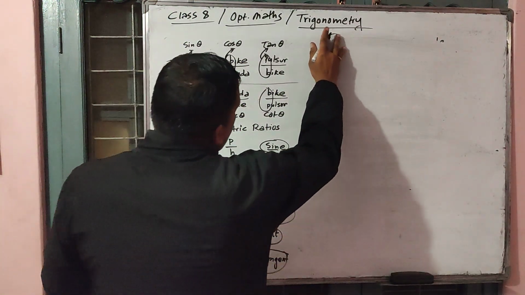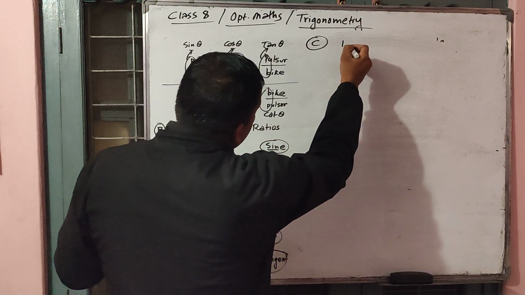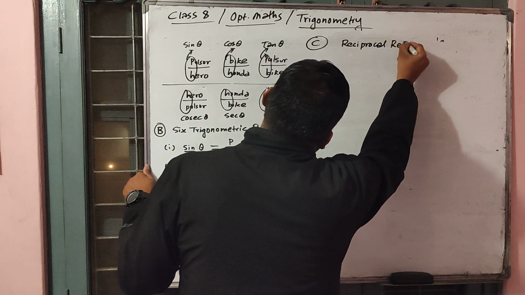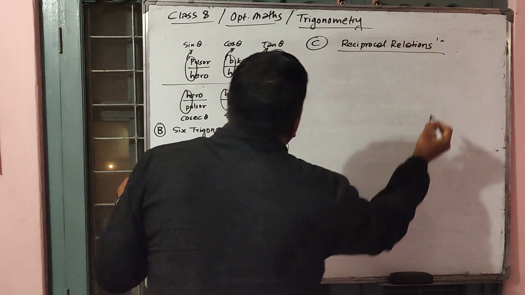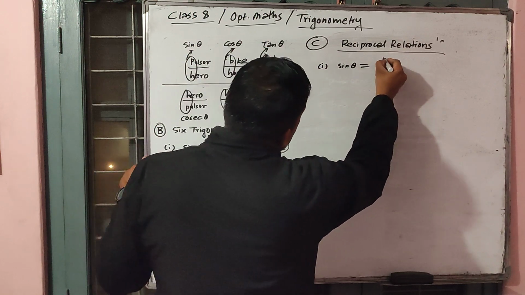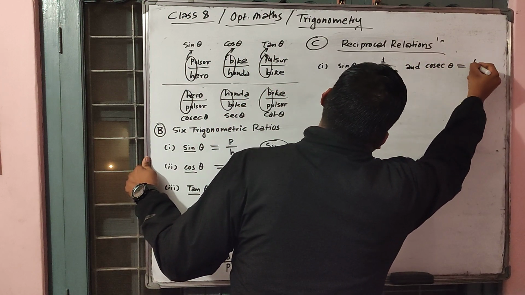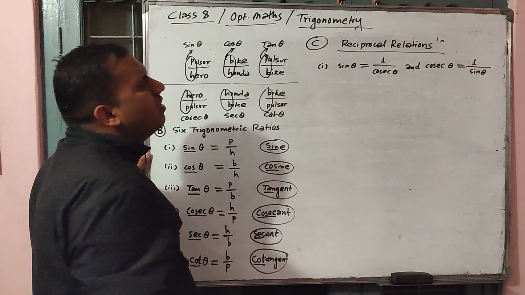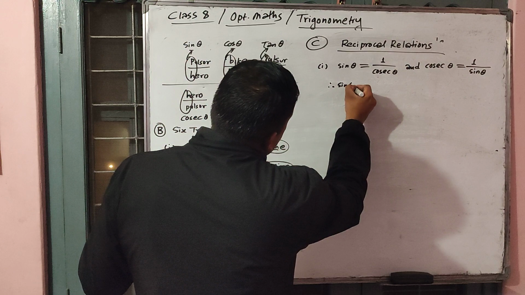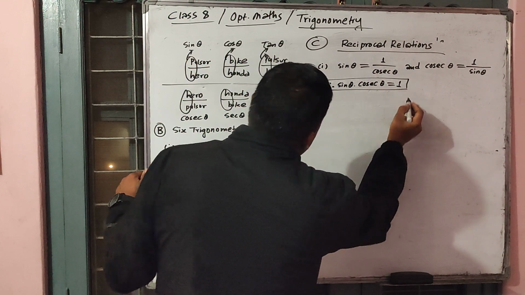Now let's see reciprocal relations. First one is sin theta equal to 1 by cosec theta, and cosec theta equal to 1 by sin theta. Here sin and cosec are reciprocals of each other. Therefore, sin theta dot cosec theta equal to 1. In reciprocal relations, the first pair is sin theta and cosec theta.